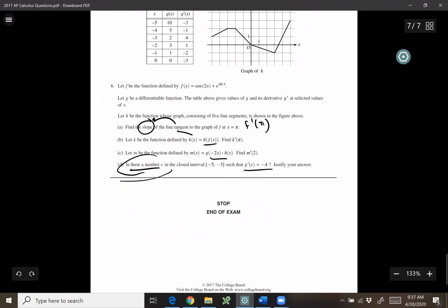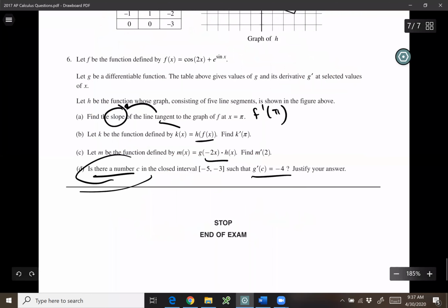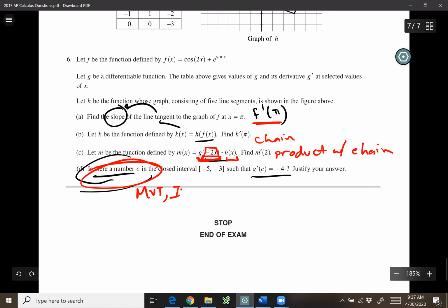And number 6, I'm not really going to give you any hints because I think it's pretty straightforward. I think I already gave them to you, right? A, we're not asking to find the full tangent line, just the slope. So essentially it's just asking for f prime of 4. B is chain rule. C is product rule, but with a small chain, because when you do the derivative of g of negative 2x, you're going to have to multiply by negative 2 times h of x. And C, when we see this, we said we're thinking MVT or IVT to figure out which one. Look at G prime of C.